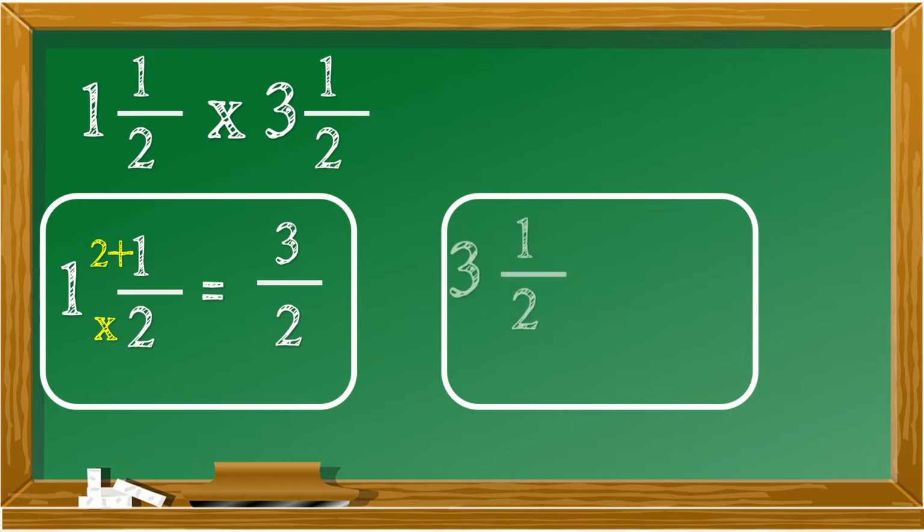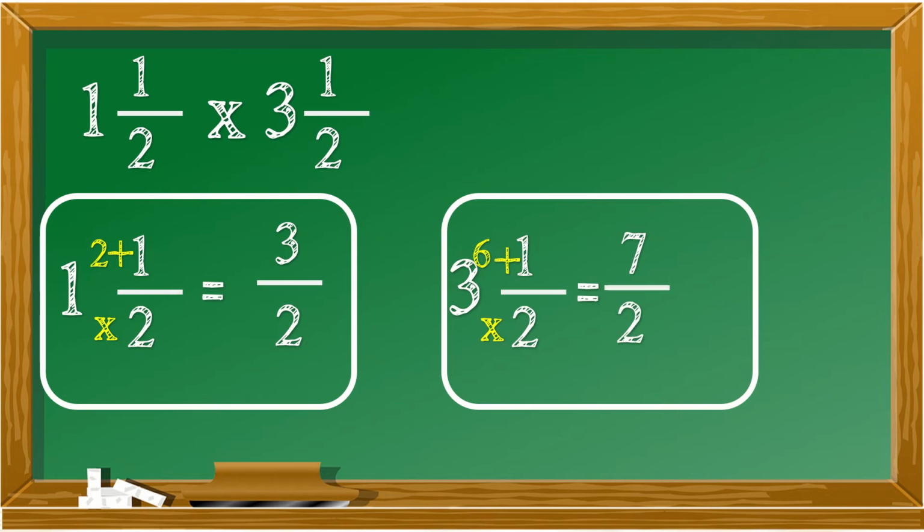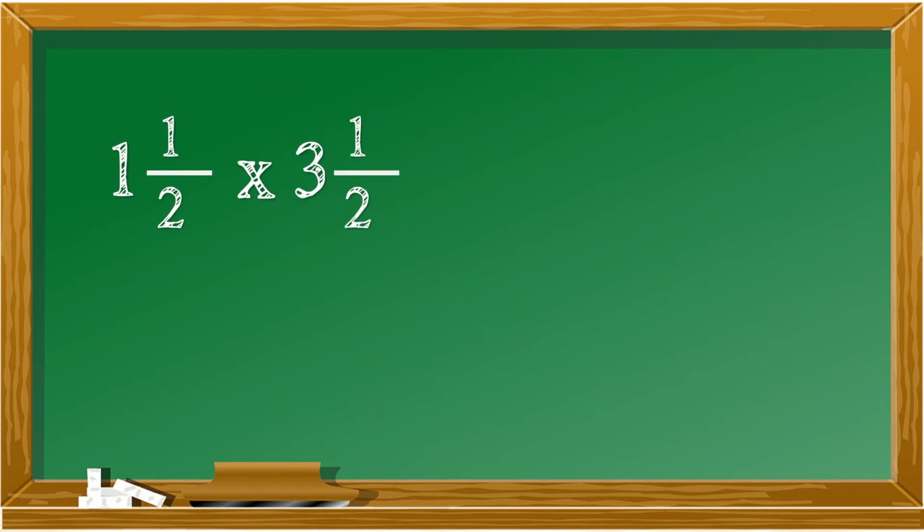Next, 3 1/2. We are going to convert this into an improper fraction. First, again, multiply the denominator by the whole number. 2 times 3 is equal to 6. And add 6 to the numerator. 6 plus 1 is equal to 7. And copy the denominator. So we now have 7 over 2. So from this, we now have 3 halves and 7 halves. We can now proceed to multiplication.